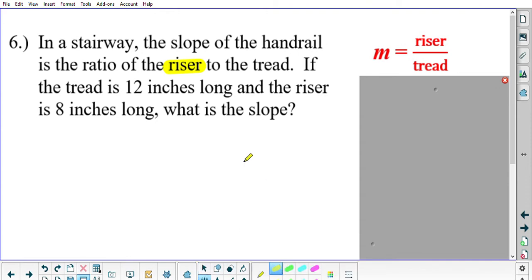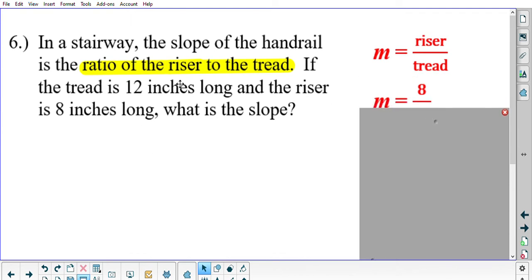Furthermore, the problem even says that it's the ratio of the riser to the tread. So the first part's the riser, that's your numerator. The second part's the tread, that's your denominator. So that's further proof that we need to do riser over tread for the setup of our slope. Now let's go ahead and plug in the numbers for those 2 different measurements. Which one was the riser? The 8 inches was the length of the riser, so that's your numerator. And the length of the tread was the 12 inches, that's your denominator.